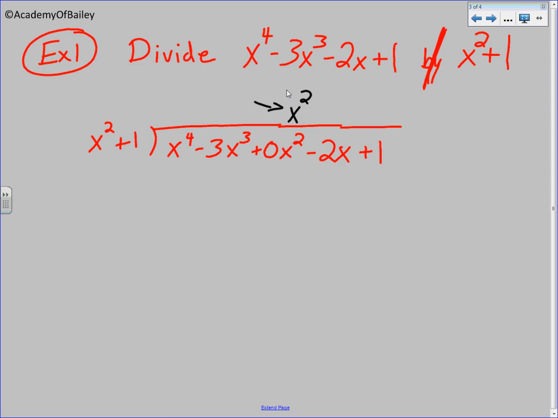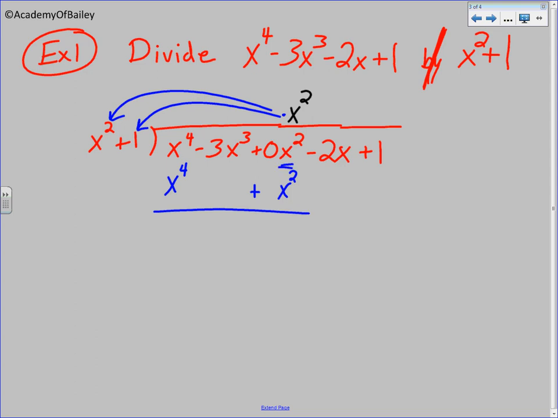All right, so now we go and multiply. Now we're going to take x squared, multiply it by x squared, and then we're also going to multiply it by 1. So x squared times x squared should give us x to the 4th, and we put it below x to the 4th because we want to combine like terms. On the next step, we're actually subtracting like terms. And then x squared times 1, that would be x squared. That's a positive x squared. And you notice how I put it below the x squared. We need to keep like terms lined up.